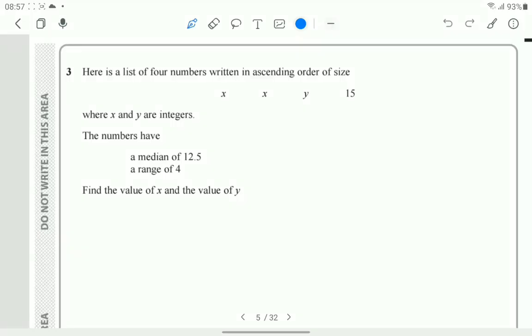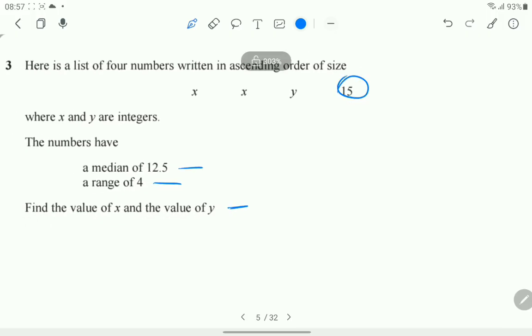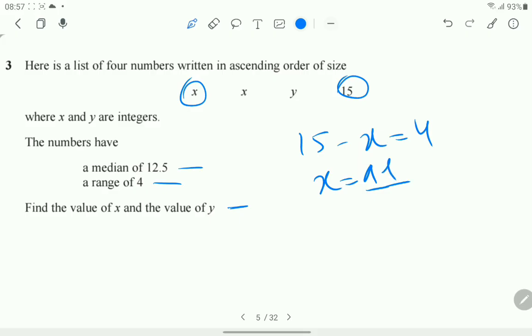Question 3 tells us, here is a list of 4 numbers written in ascending order of size, where x and y are integers. The numbers have a median of 12.5 and a range of 4. Find the value of x and the value of y. So notice that the range is the difference between the maximum value and minimum value. So 15 minus x should be giving us 4. x is equal to 11. So now that we have x, let's label this 15.